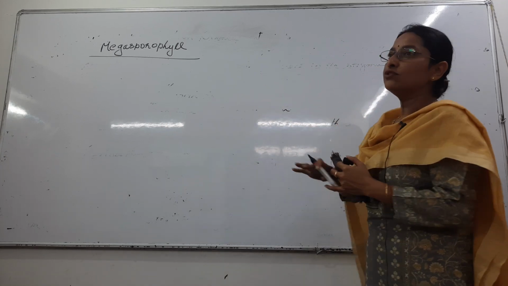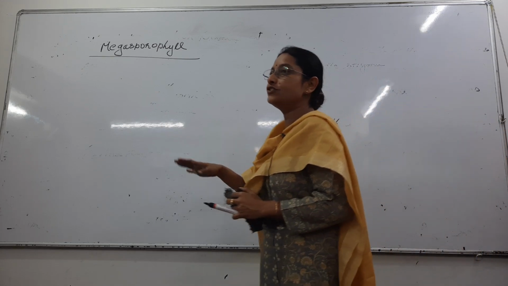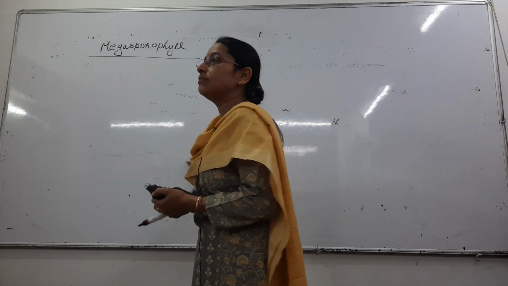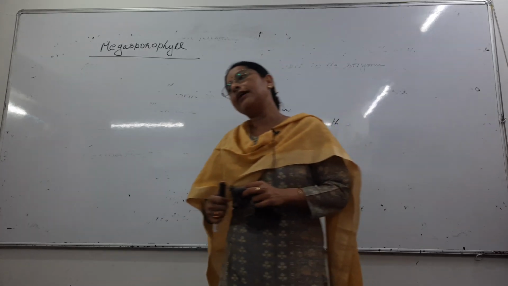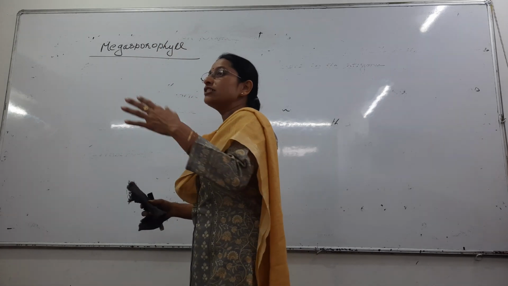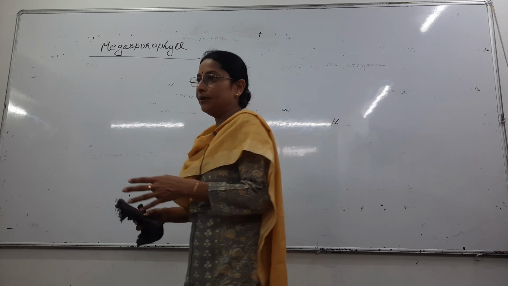Gynoecium, yes. The entire lot is called the gynoecium, right? The individual member is called a carpel or pistil. So what is the megasporophyll? Nothing but the carpel or the pistil. Whenever we talk about the carpel or the pistil, we know the parts of a carpel: stigma, style, ovary, right? So we'll be writing that part.